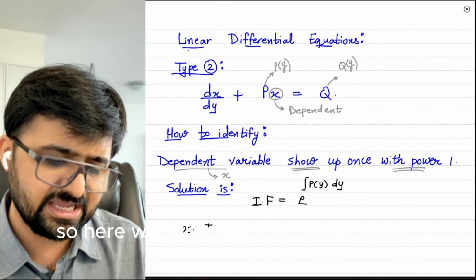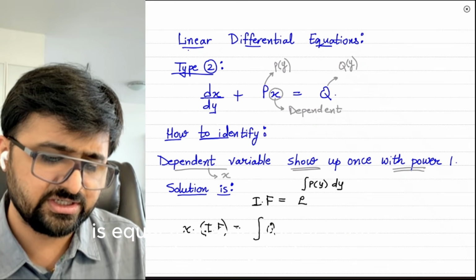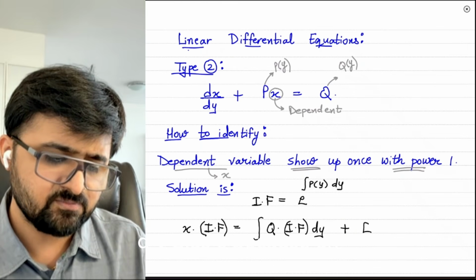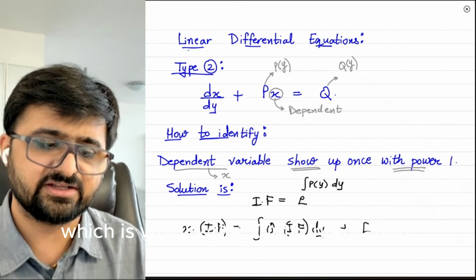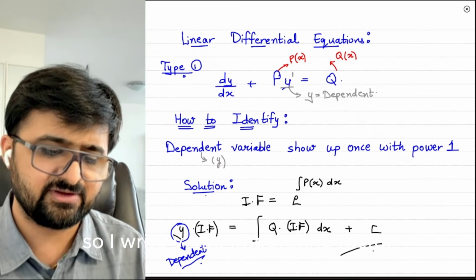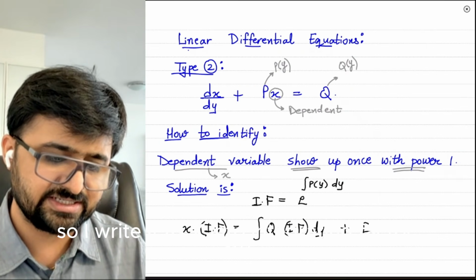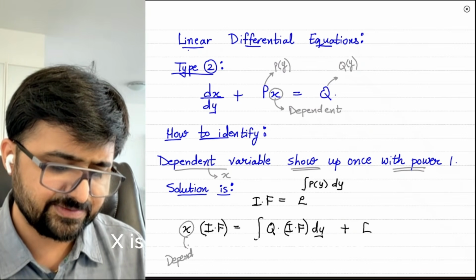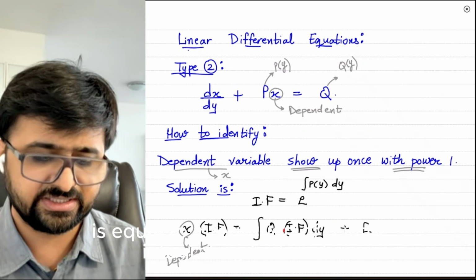So here we will write x into integrating factor is equal to integration of q into integrating factor dy plus c. Because my dependent variable here is x, which is why I write x into integrating factor. In the previous type, y was my dependent variable, so I wrote y into integrating factor. But here x is the dependent variable, so I write x into integrating factor. Remember, x is my dependent variable. So you always write dependent into integrating factor is equal to integration of q into integrating factor.